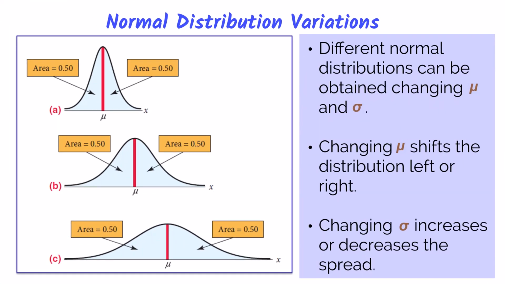So our normal distribution can have different shapes depending on the mean and the standard deviation. By changing the mean, we shift our distribution to the left or to the right. And by changing our standard deviation, it increases or decreases the spread or the width of the curve.